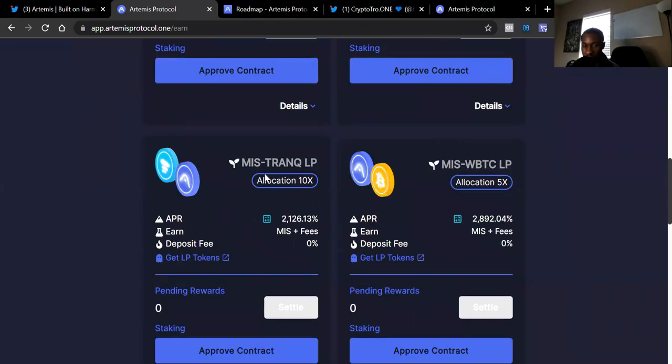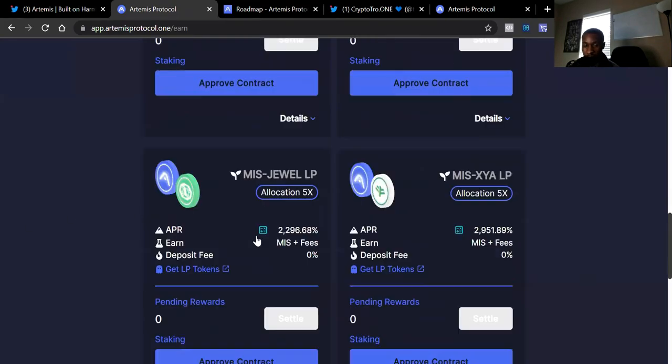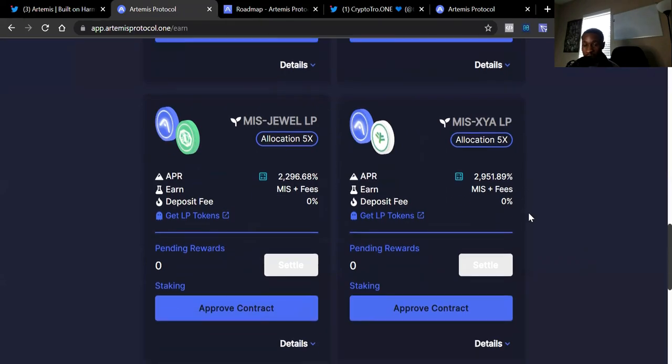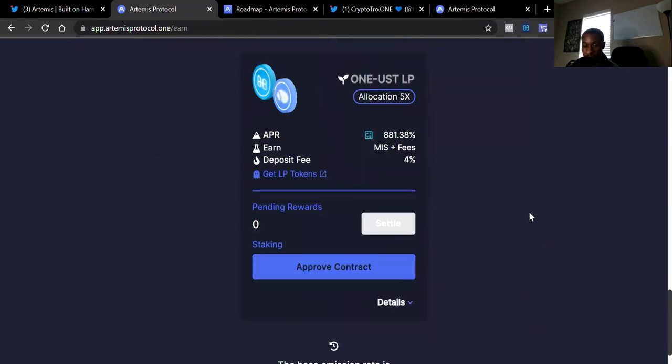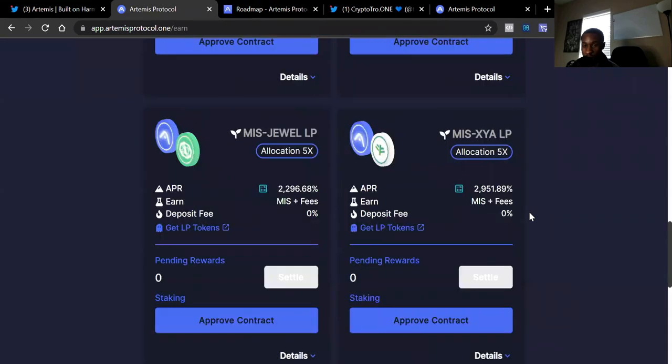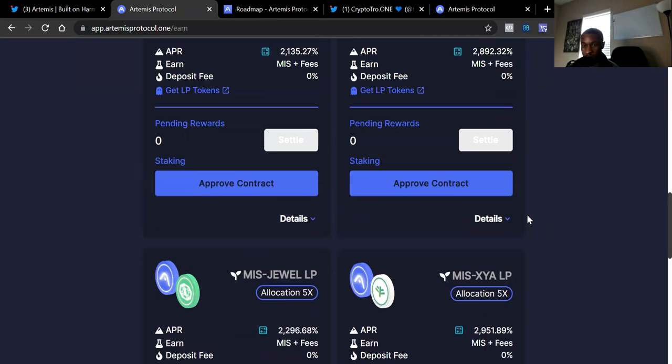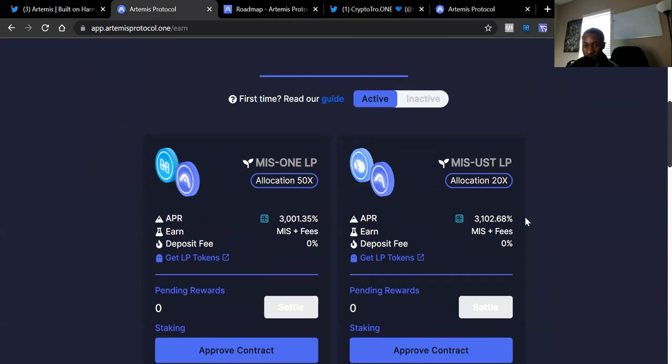Then you've got the MIS Tranquil, that's 2,100. Then the MIS Wrapped Bitcoin, that's 2,800. MIS Jewel, 2,200. MIS XYA, 2,900. So we see some good returns on these liquidity pools currently on the Artemis protocol. We're seeing some major returns. So if you want to get into it, it's still early. Like I said, these are four-digit APRs.